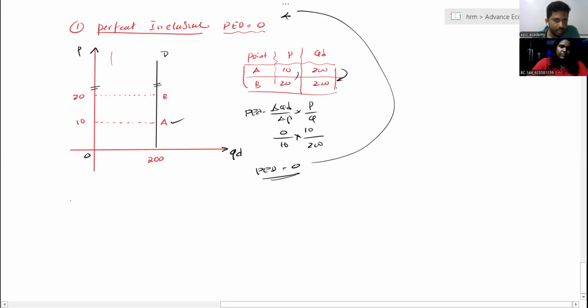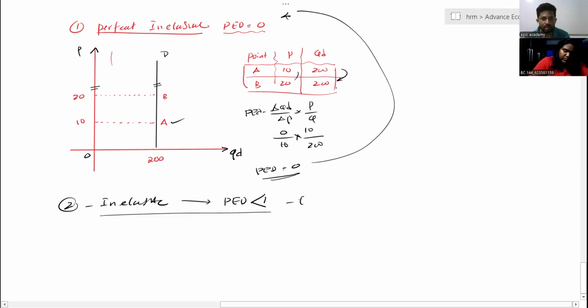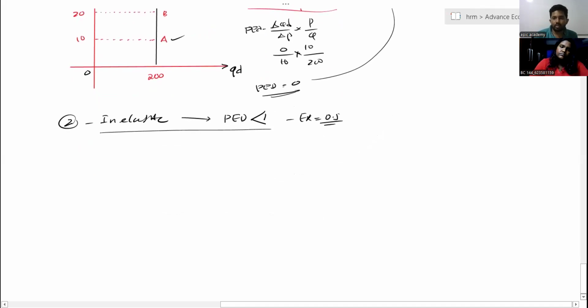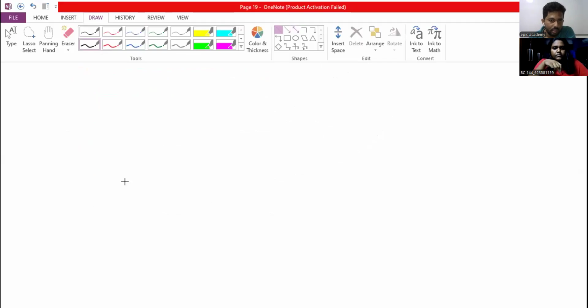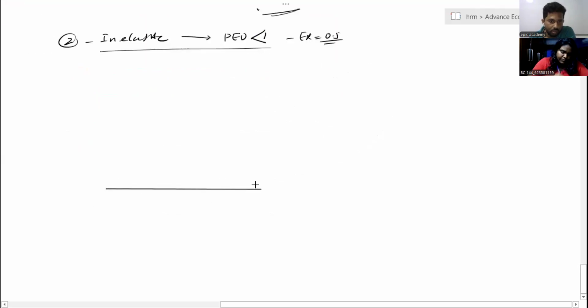Next one is inelastic. In here, the PED, I mean price elasticity of demand, the coefficient takes a value less than 1. Right. As an example, always 0.5, something like that. Okay. Right. First of all, we have to identify the shape of the curve at that point. Shape of the curve. It's very important. This is the horizontal axis.